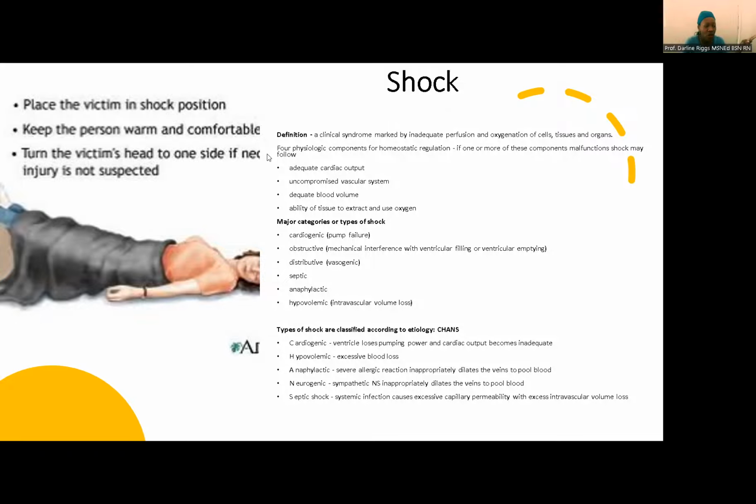Okay. So there's times where the client doesn't have enough output. So adequate cardiac output, we need homeostasis with that. We need the right amount. Okay, vascular system needs to be functioning properly, and it needs to not be compromised. So we need an uncompromised vascular system. Anytime there is compromisation, decreased blood flow, shock.